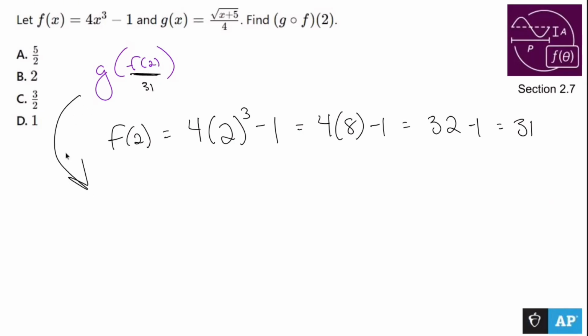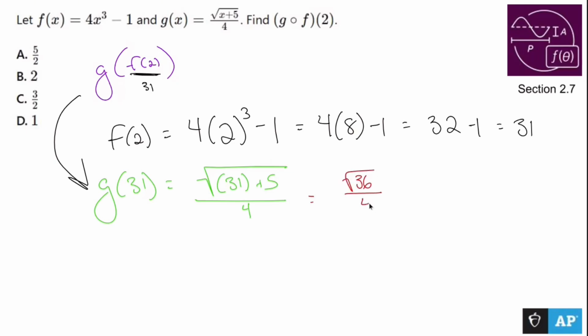So when I want to find g of f of 2, I'm really finding out g of 31. So take g, replace every x in g with parentheses 31 plus 5, and then it's a matter of simplifying. Okay? 31 plus 5 underneath the square root is a nice 36, a perfect 36, if you will. The square root of 36 is 6, and 6 over 4 is, they're both divisible by 2. Simplifies out to the nice fraction, 3 halves, and that's C.